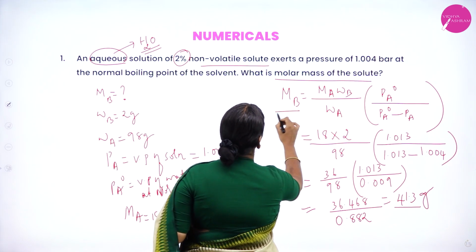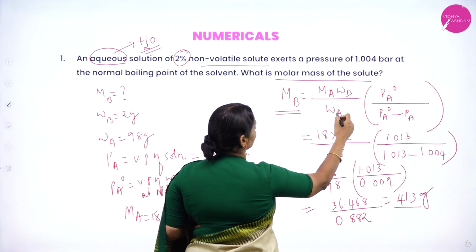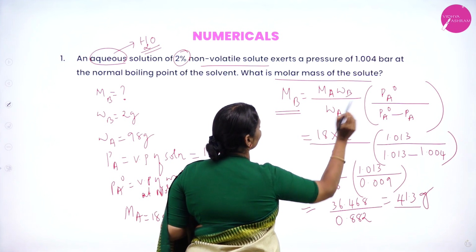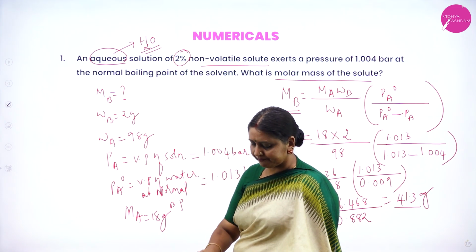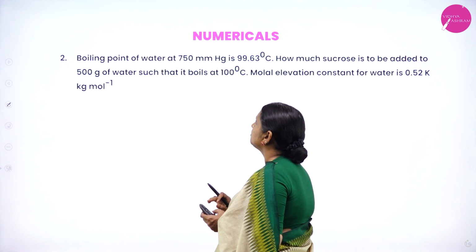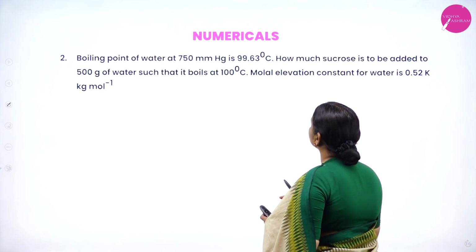What's the formula I had to use? MB is equal to MA into WB divided by WA into PA naught divided by PA naught minus PA. Next, the boiling point of water at 750 mm of mercury is 99.63 degrees centigrade.